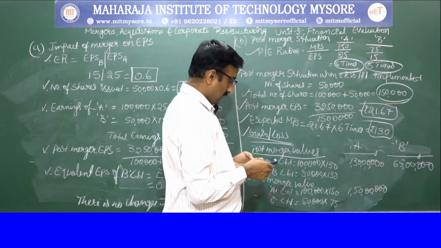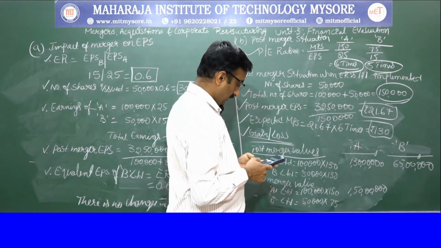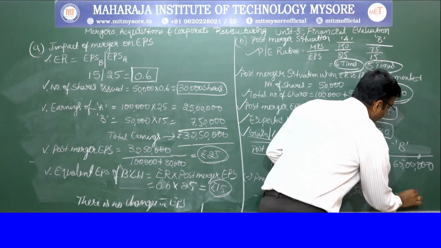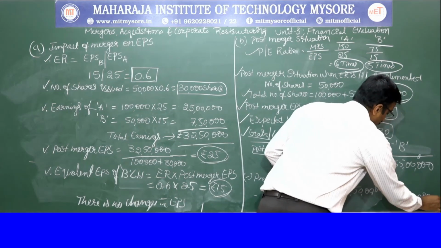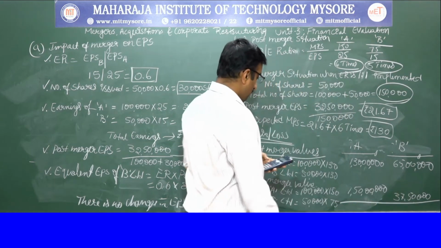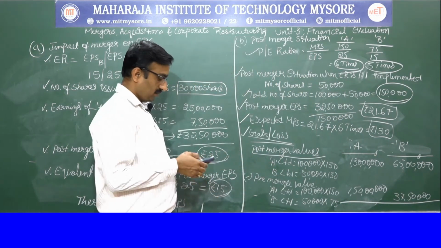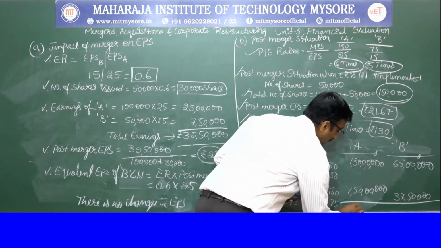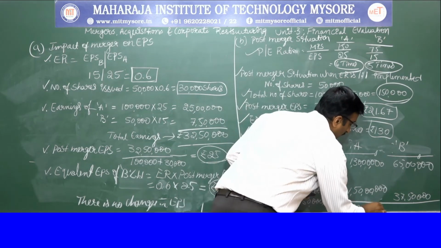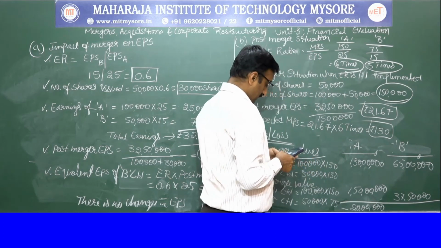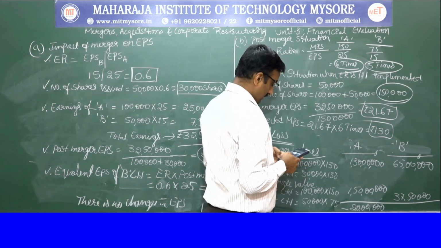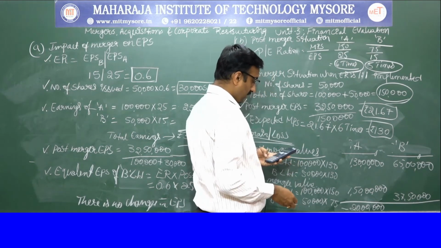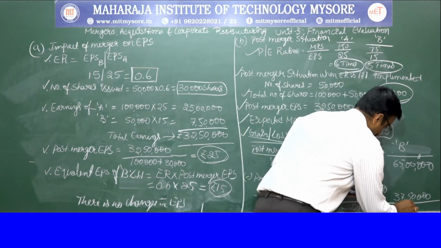And 50,000 into 75 rupees, you will get 37 lakh 50,000. So total, how much you will get, and minus value of that. So we will get minus 20 lakh here, minus 20 lakh and 65 lakh minus 37 lakh 50,000. If you do, you will get 27 lakh 50,000.